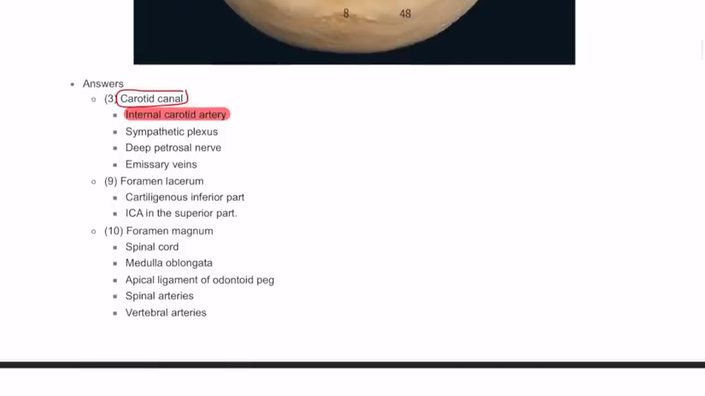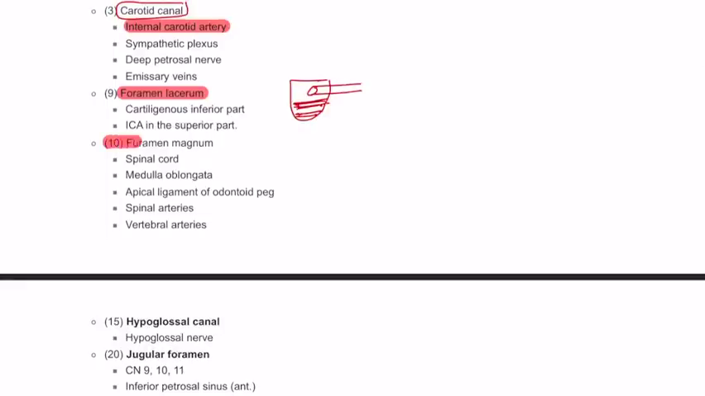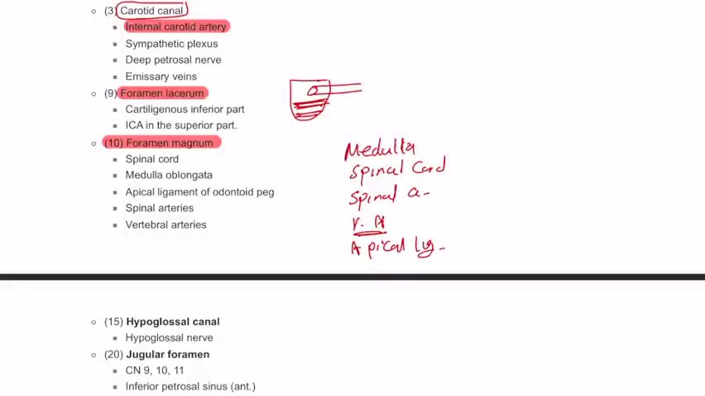Number 2, you have the foramen lacerum, and we said it has two parts: a cartilaginous part, which is obliterated, and the other part, which contains the internal carotid artery. You have the foramen magnum as well, where the medulla oblongata ends and the spinal cord begins. This reminds you of the spinal arteries, this reminds you of the vertebral artery, and this reminds you of the apical ligament, which is attached to the odontoid peg as well.